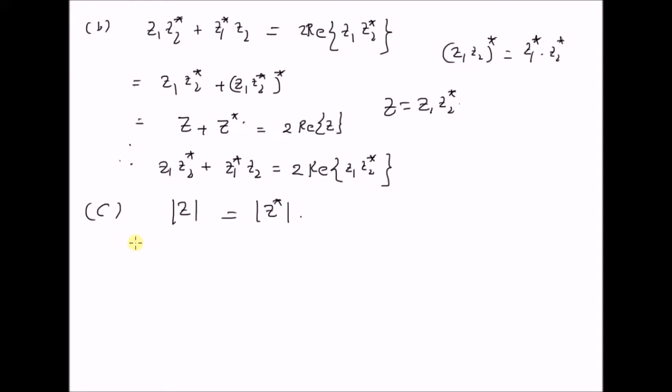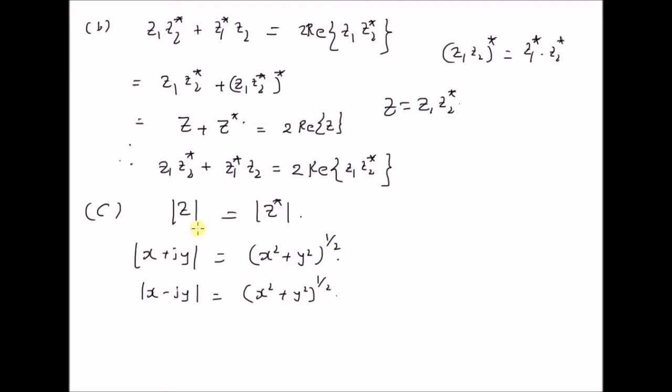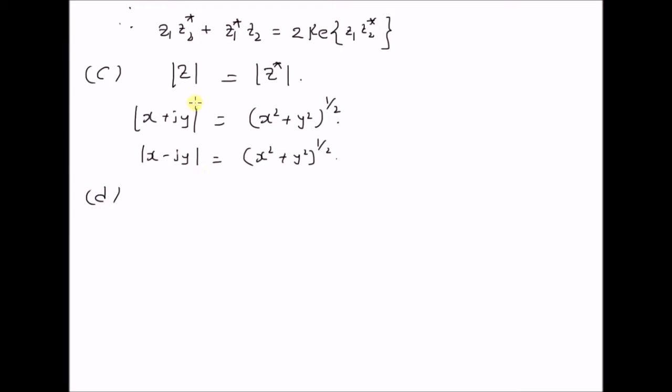Starting with LHS, we have x plus jy, that is, the absolute value of x plus jy is given by x square plus y square power 1 by 2. And the absolute value of x minus jy is also given by x square plus y square power 1 by 2. Therefore, the absolute value of z is equal to the absolute value of z conjugate. In other words, conjugation does not really change the amplitude, it only changes the phase or inverts the phase.